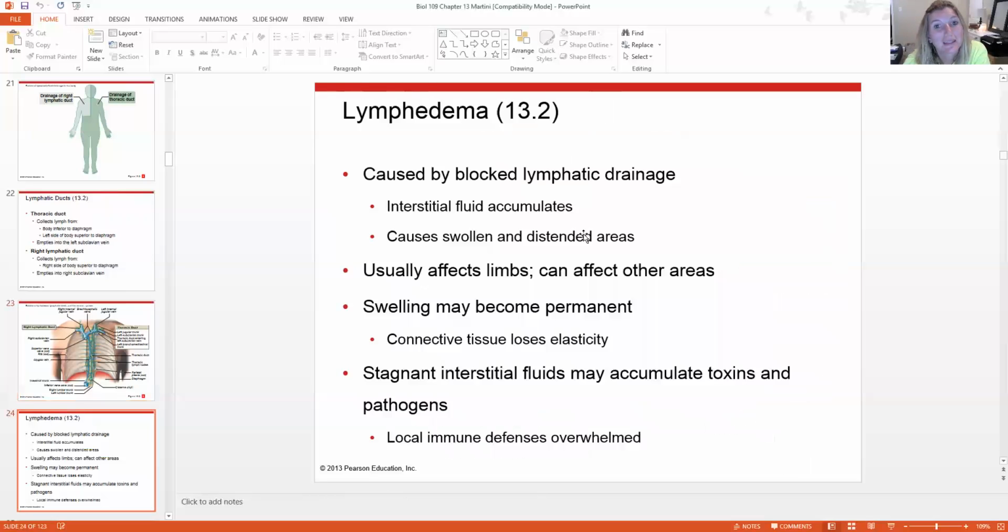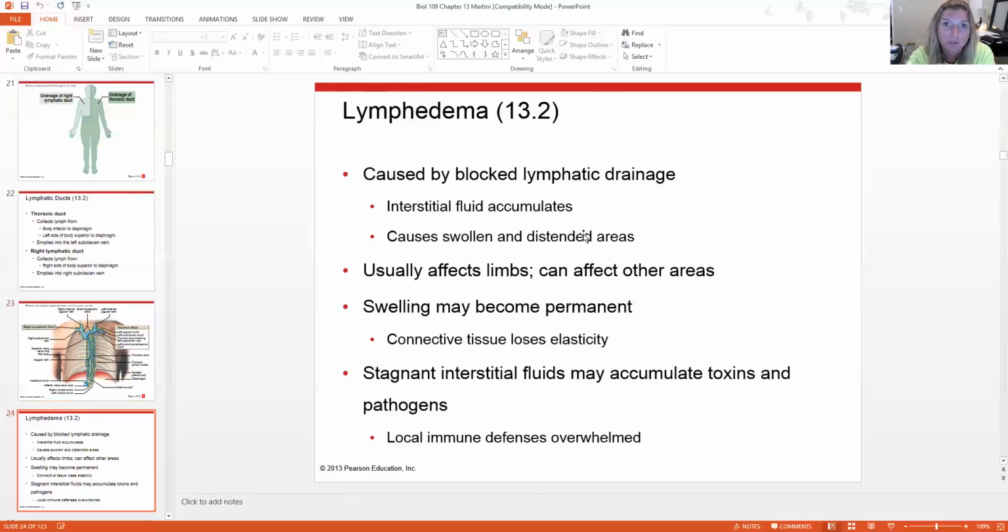Lymphedema is caused by blocked lymphatic vessels. This is when the interstitial fluid will accumulate. This can cause very swollen or distended areas that are extended or uncomfortable. This usually affects the limbs, typically the lower limbs. It can affect other areas as well. The swelling could be permanent.